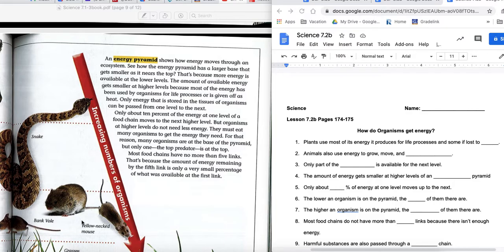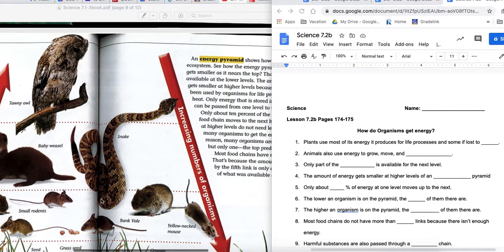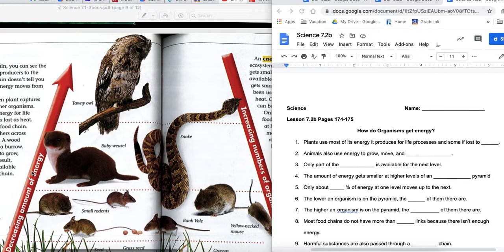So you've got this little yellow-necked mouse. Of all the energy it gets, it's using 90% of it just to stay alive or to stay warm. So when a snake comes along and eats the mouse, it gets about 10% of the energy it needs from that mouse. 10% of this mouse is stored energy. So that's why the farther we go up, guys, the more these things have to consume. Why? Because there are decreasing amounts of energy.